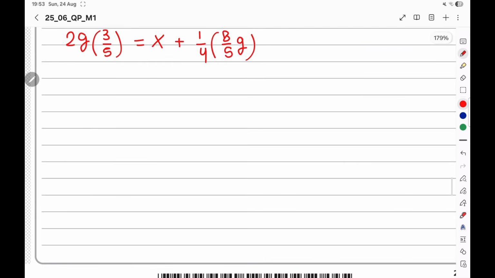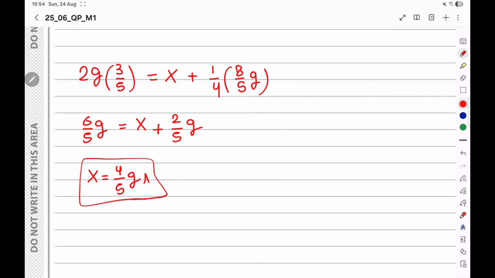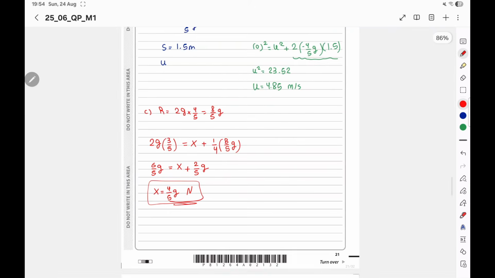So now in the left hand side, let's simplify. 6 over 5g equals x plus 2 over 5g. So x is equal to 4 over 5g. This is the smallest possible value of x. And the unit is newtons because it is a force. Next one.